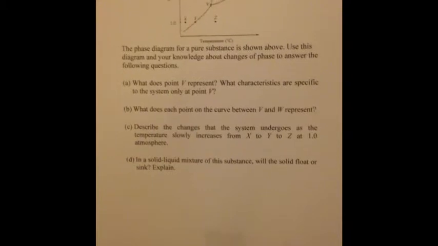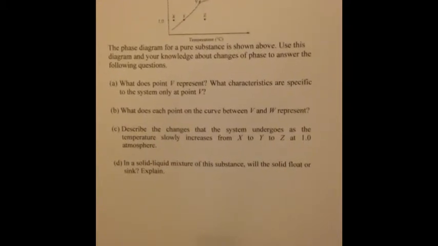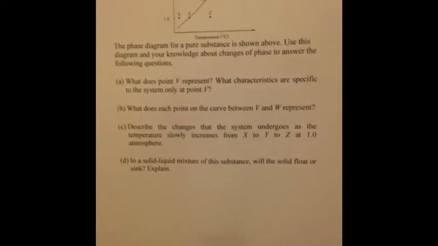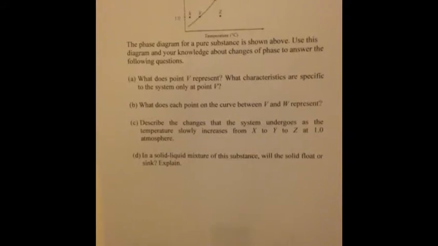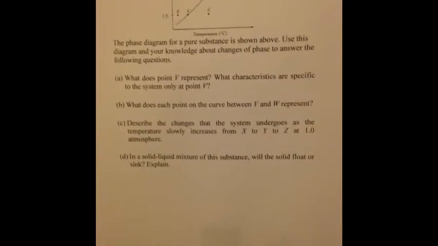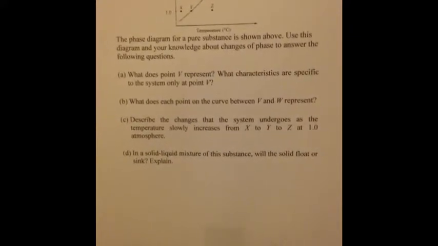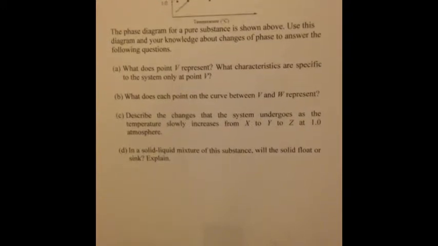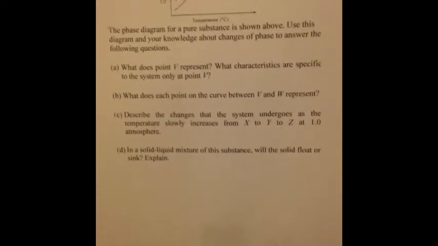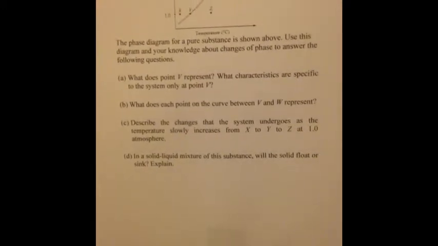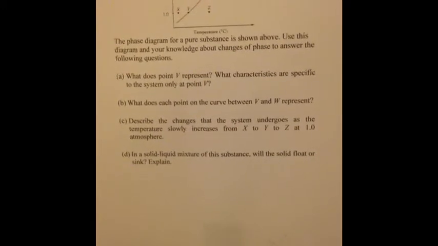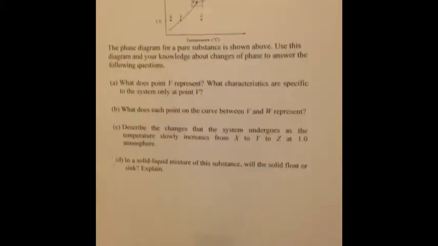A. What does point V represent? What characteristics are specific to the system only at point V? B. What does each point on the curve between V and W represent? C. Describe the changes that the system undergoes as the temperature slowly increases from X to Y to Z at 1 atmosphere. D. In a solid liquid mixture of this substance, will the solid float or sink? Explain.